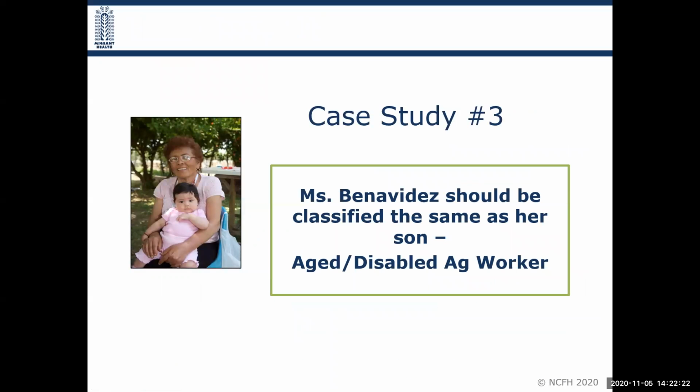So Ms. Benavides should be classified the same as her son, an aged or disabled agricultural worker. She is a family member of an aged and disabled former migratory worker. Her son is a former migratory worker who's no longer able to travel due to his severe arthritis. So Ms. Benavides would be classified the same as the ag worker family member. And again, she doesn't have to be a dependent of her son, but she is a family member. And here specifically, she's living with her son.